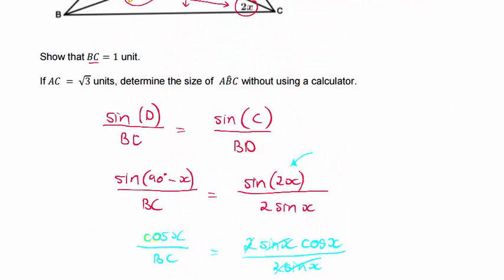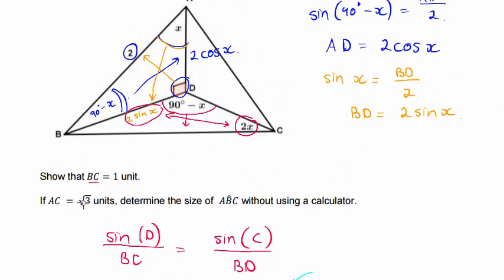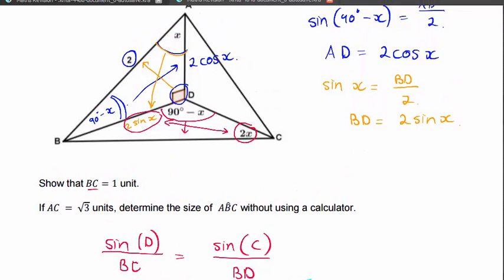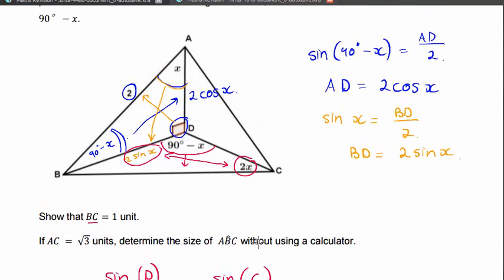Let's look at the next one. Then they say, if AC is the square root of 3, calculate the size of ABC. So AC, they now give us the information there, that's square root of 3.